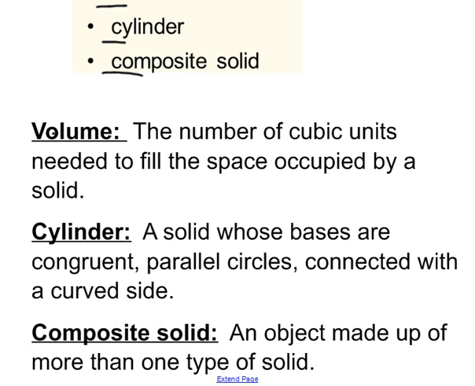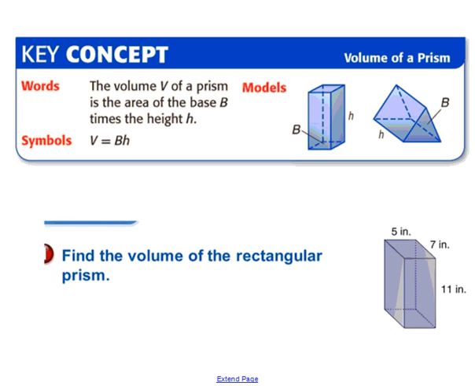And a composite solid is an object made up of more than one type of solid, more than one shape blended or put together. All right, so the volume of a prism is the area of the base times the height. So the area of the base times the height.